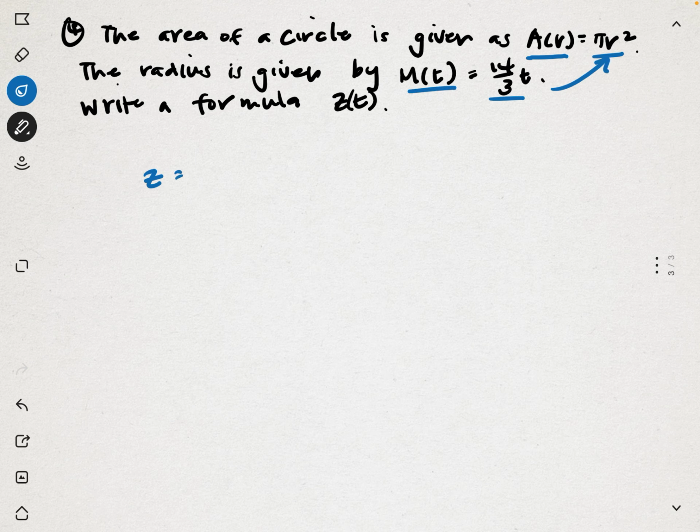So we're going to do z of t. This is the inside and this is the outside. So we have pi, and instead of r, we're plugging in our 14 over 3t. And then we're not forgetting that squared outside. Okay, so that's it. Just remember the inside and the outside, and when we replace our radius here, we replace it with the whole inside.